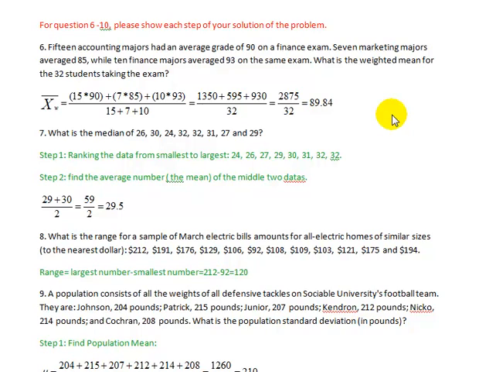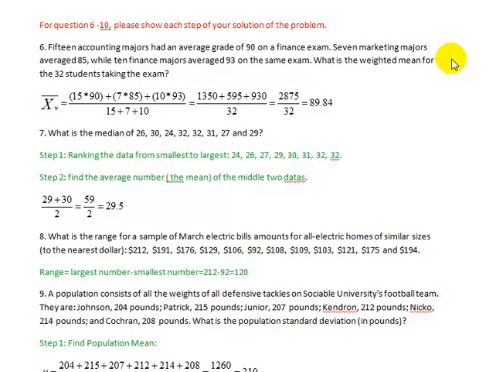6. 15 accounting majors had an average grade of 90 on a finance exam. 7 marketing majors averaged 85, and 10 finance majors averaged 93 on the same exam. What is the weighted mean for the 32 students taking the exam?